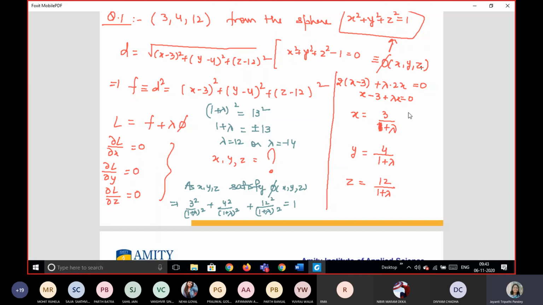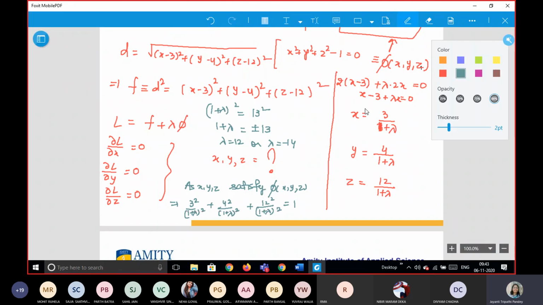When you take x common, what are you getting? Just a minute. You will take x, 1 plus lambda is equal to 3. Check this. Yes, ma'am. Got it. Sorry. So it will be 1 plus lambda only.